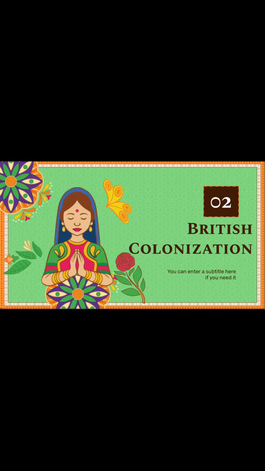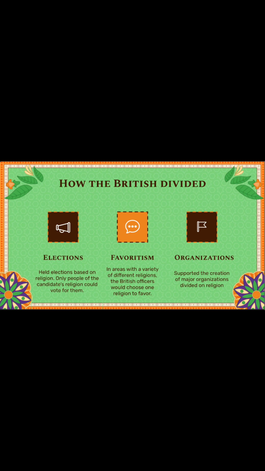British colonization. England employed divide and conquer tactics to create divide and chaos between religions, mainly between Hindus, the majority, and Muslims, the largest minority. Because Hindus and Muslims worked together in the First Indian Rebellion of 1857, the British employed the following tactics of division. When elections were held, you could only vote for someone of your religion.